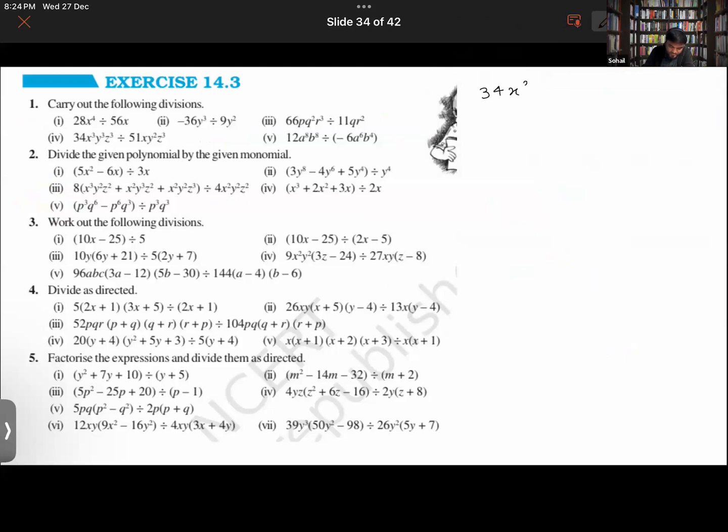34 x cube, sir, I got my y cube answer. Okay, okay. Hold on for just a second. That is upon 51xy square z cube. So 2 times 17 are 34. 17 3s are 51. We have cancelled this, there will be no issue in this. It's a simple thing. So now you get to see this thing.